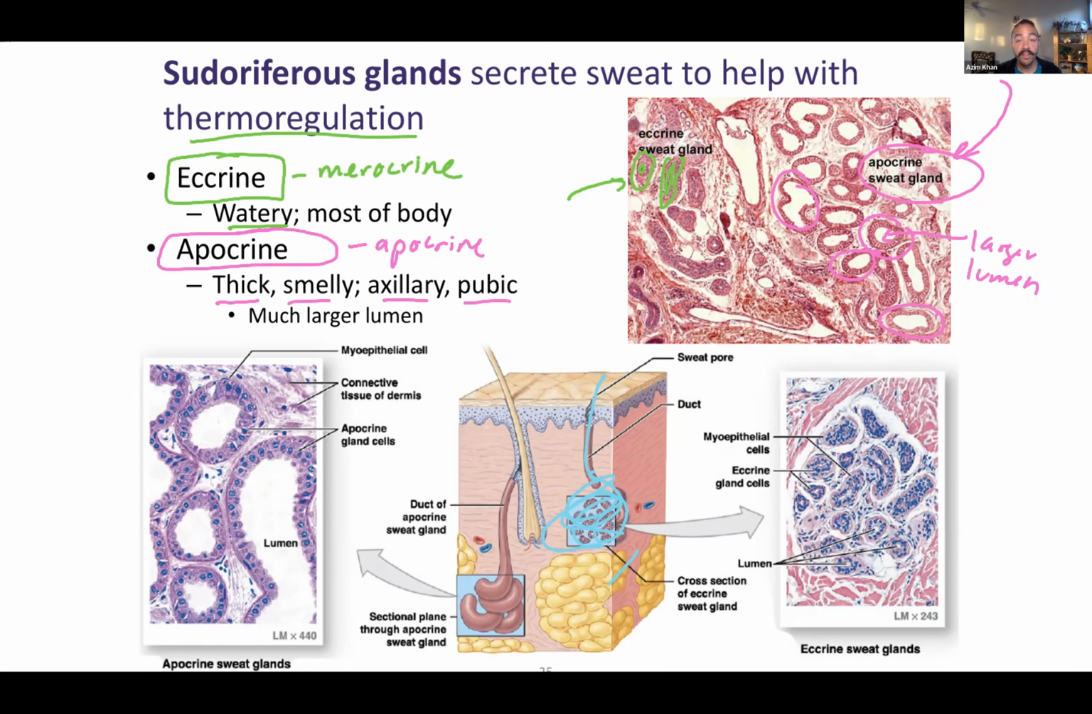Eccrine sudoriferous glands have narrow lumens. Apocrine sudoriferous glands have very large lumens. Let's add this to our diagram.